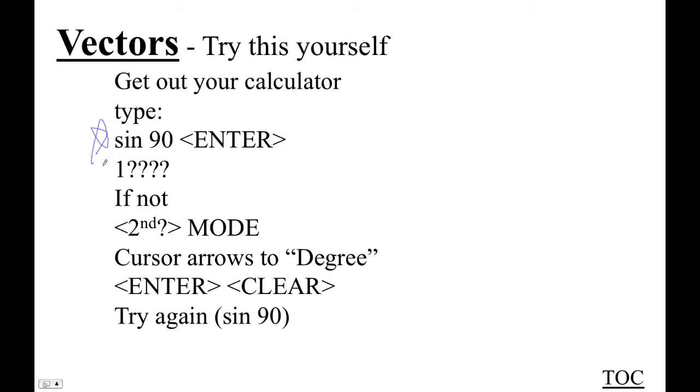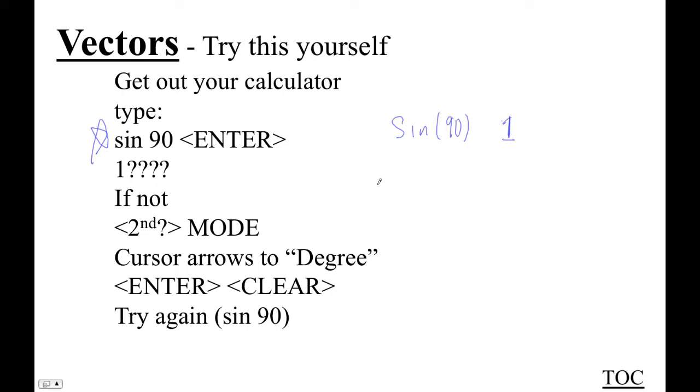So type sine of 90. When I hit sine, I get sine left parenthesis. So type 90, right parenthesis. If you get 1 when you hit that, then you are in degrees. If you get some other number, then you are in radians.